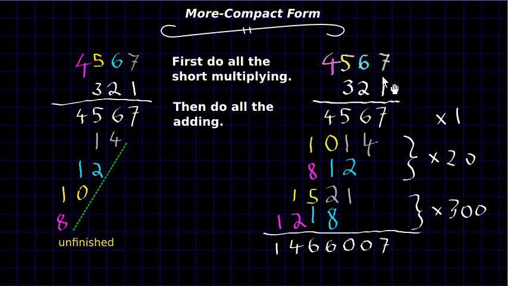This 14 came from this 7, and the 12 came from the next digit, and so on. First, second, third, fourth. Nice little systematic pattern here. And in this group here, first digit, second digit, third digit, fourth digit. So we know exactly where all these came from.